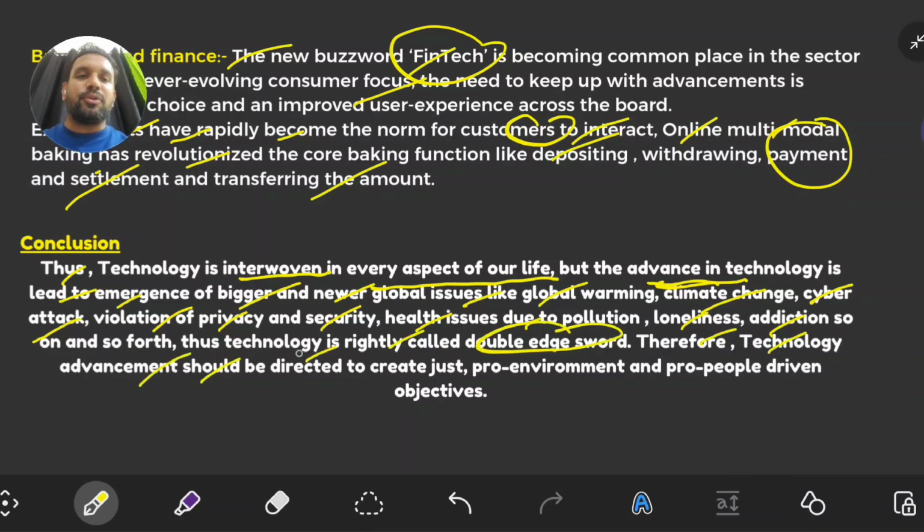Therefore technology advancement should be directed to create more jobs. It should be pro-environment and driven by pro-people objectives, and remove this loneliness, addiction, and so on and so forth.